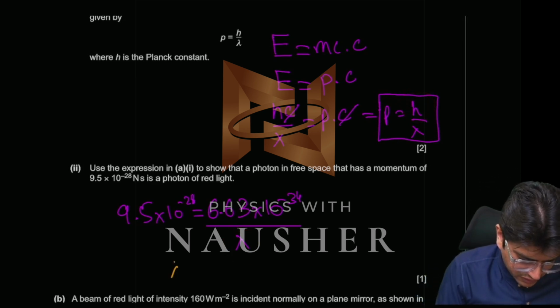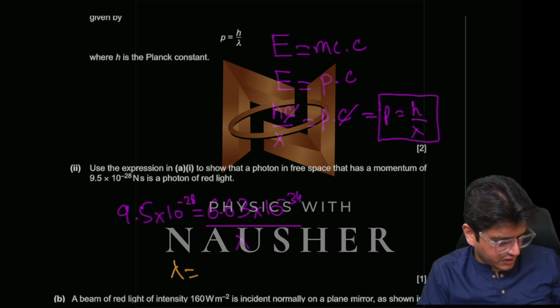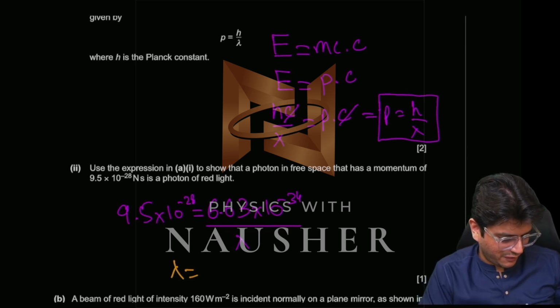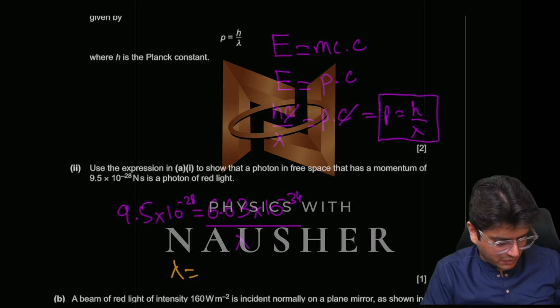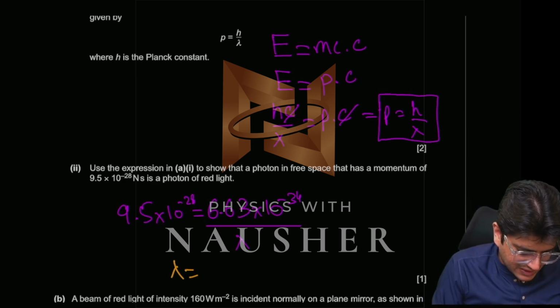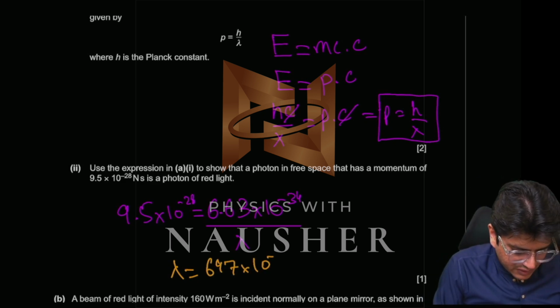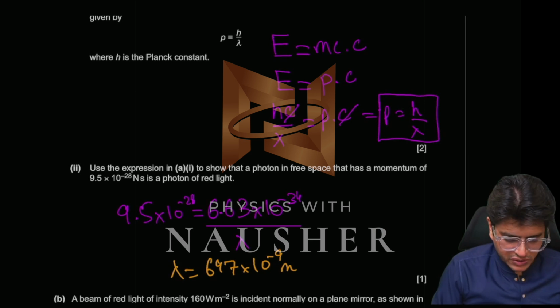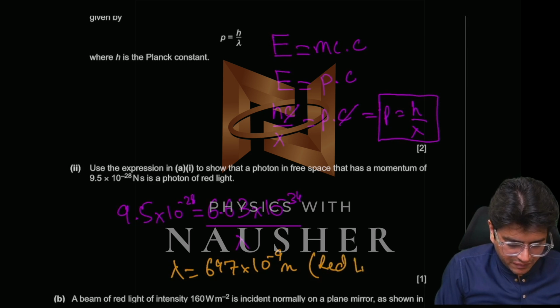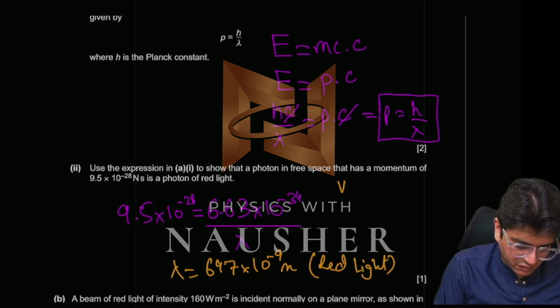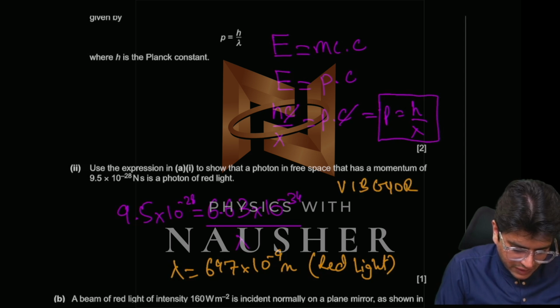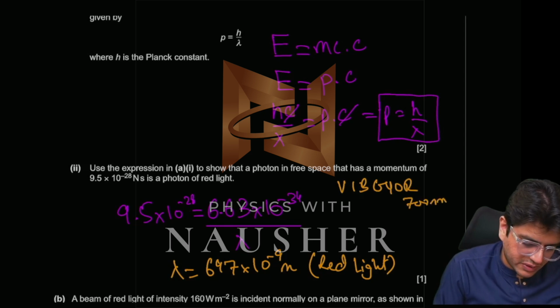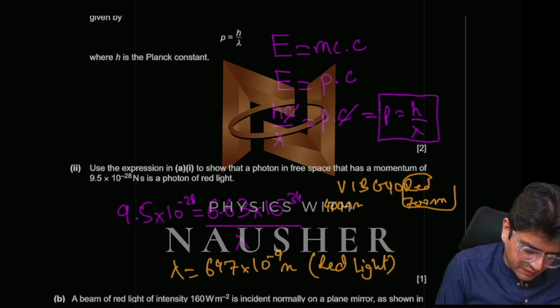So I haven't done it. Let's do it right now. So lambda should be 6.63 into 10 to the minus 34. I just assumed that that would be the answer. Divided by 9.5 into 10 to the minus 28. And yep, I'm getting 697 into 10 to the minus 9 meters, which is 697 nanometers, which is red light. Because red light is VIBGYOR, that's the spectrum. This is 700 nanometers and this is 400 nanometers. So red is 700 nanometers.